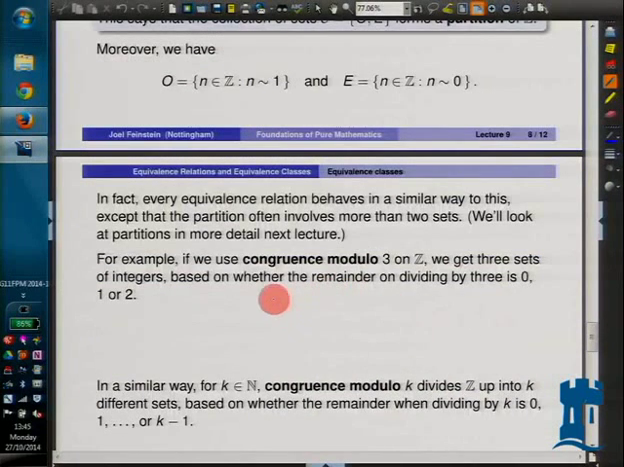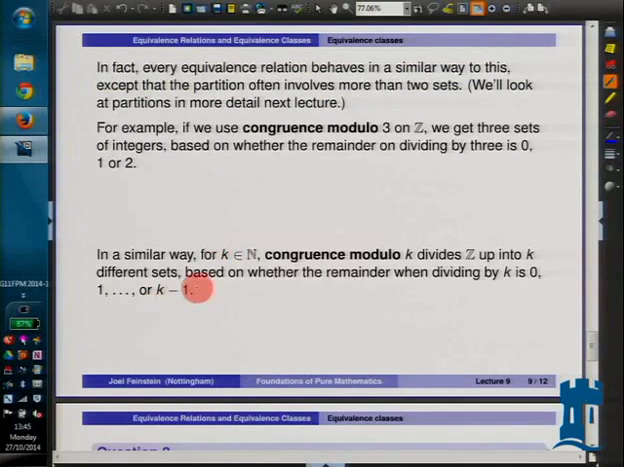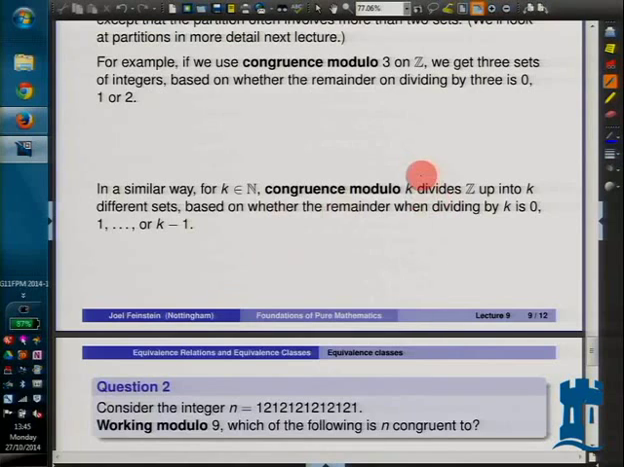And it turns out that every equivalence relation behaves the same way. So if you do congruence modulo 3, you get 3 sets of integers depending on what your remainder is. If you divide an integer by 3, you get remainders 0, 1, or 2, and that tells you which congruence class you're in. So I'm not going to have time to go into more detail of that. Let me say that if you divide by any integer k, then the possible remainders are 0, 1, up to k minus 1.